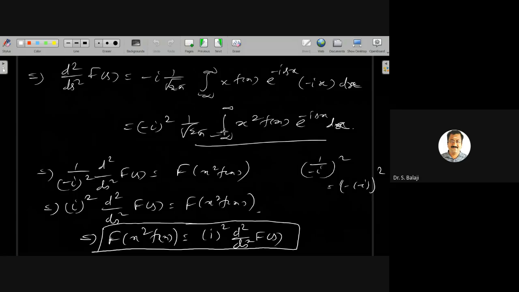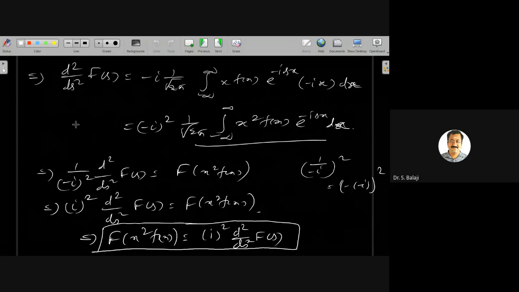1 by root of 2 pi. I will club this minus i and minus i here, so we get minus i whole square, because power 2 we have to write here. Therefore we keep minus i whole square as it is. No need to write that value, because we are going to generalize the result. So we keep minus i whole square, 1 by root of 2 pi, integral from minus infinity of x square f of x e power minus isx. This is totally the Fourier transform definition of x square f of x.